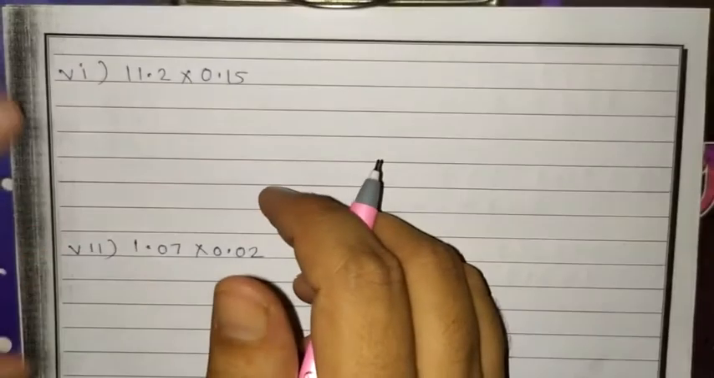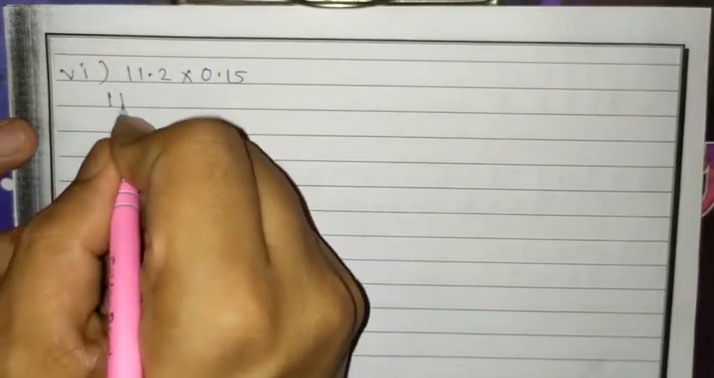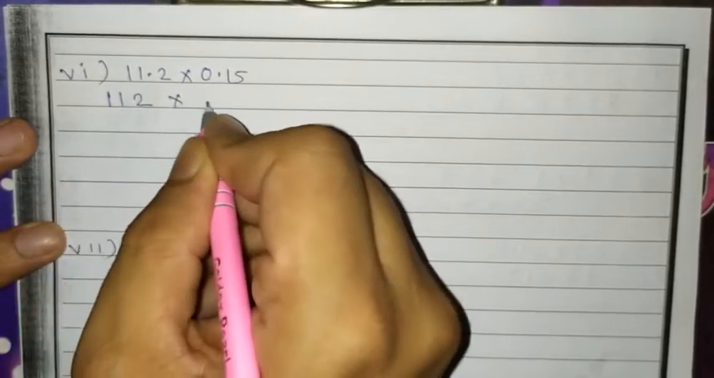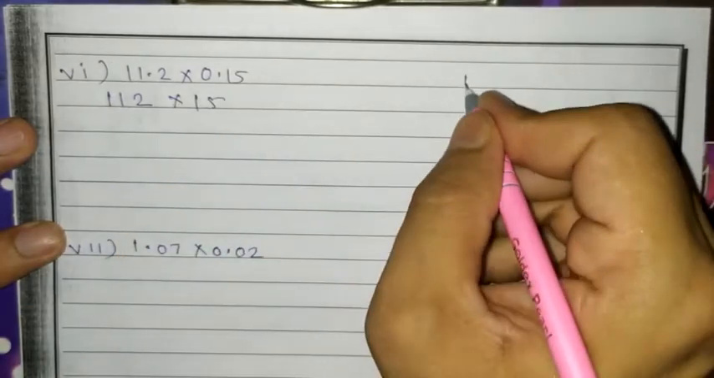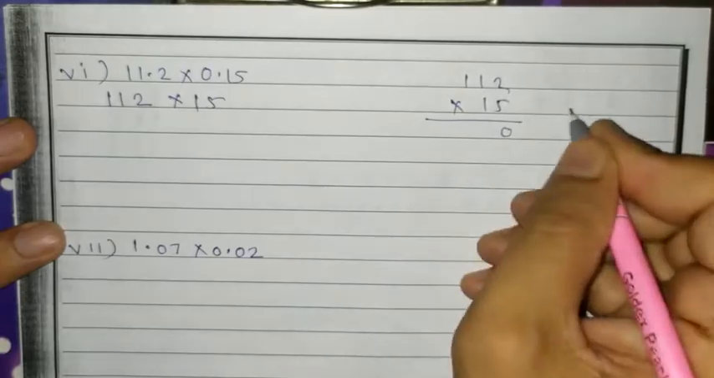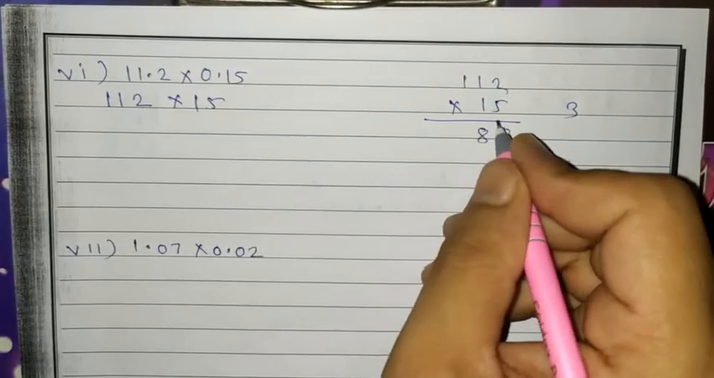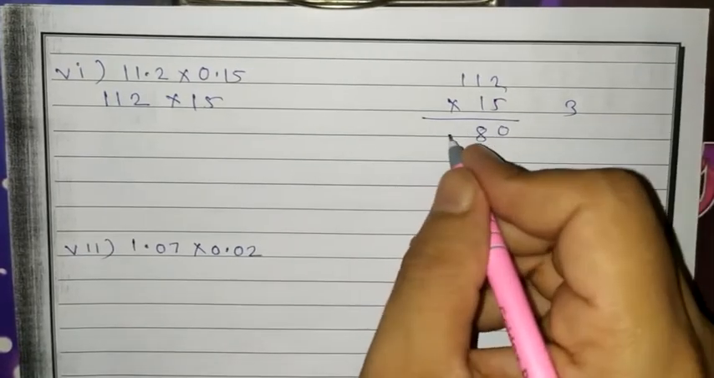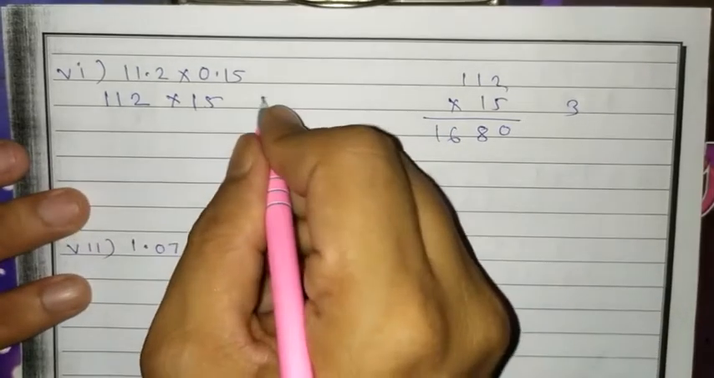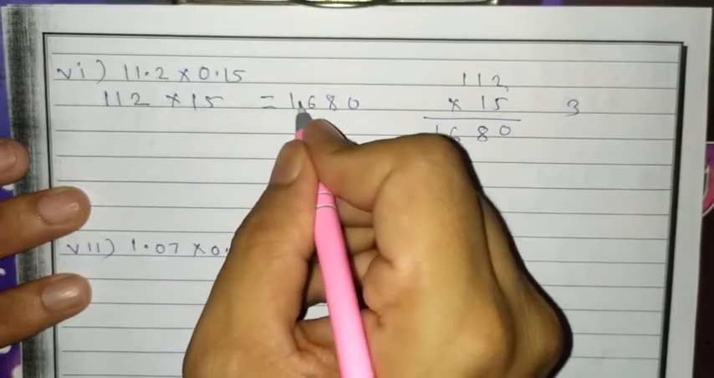So here, in this question you write the number again as it is. So you do the multiplication. Here 15 into 2 is 30. 15 into 1 is 15 plus 3, 18. 1 carry. 15 into 1 is 15 plus 1, 16. So the answer is 1680. After that total 3 numbers. So it is 1.680.